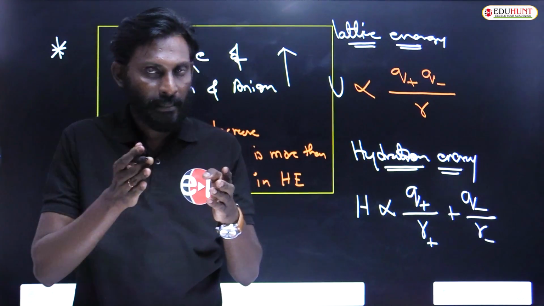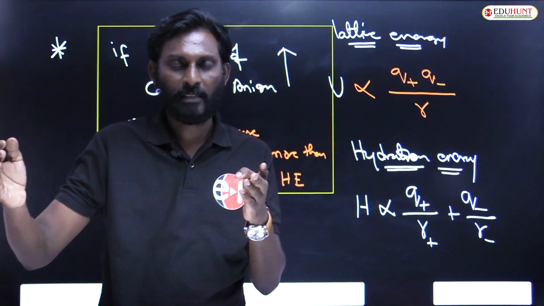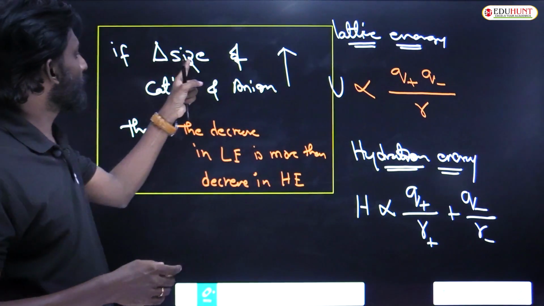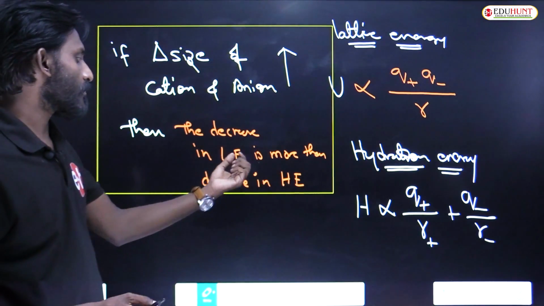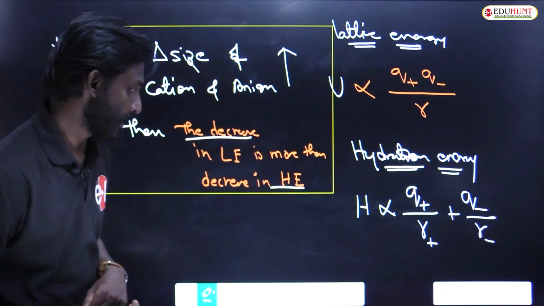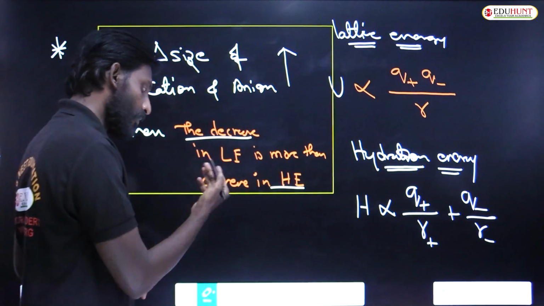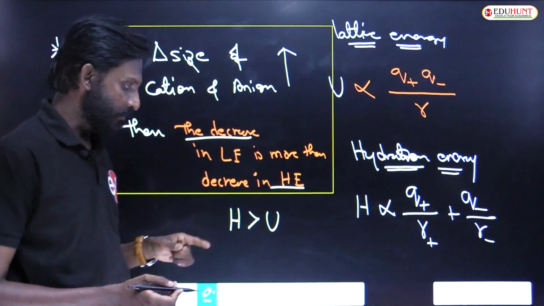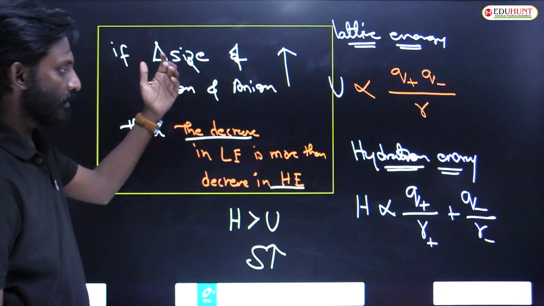You are given some examples. Suppose, imagine from left to right, you are given 4 examples. In those examples, the difference in the size is increasing. Now, if the difference in the size increases between cation and anion, what happens? Lattice energy decreases, hydration energy also decreases, but the decrease in the lattice energy is more compared to the decrease in the hydration energy. Because of that, at any point of time, hydration energy will be more than lattice energy. So if the hydration energy is more than lattice energy, then solubility increases. This is one thing you need to understand.